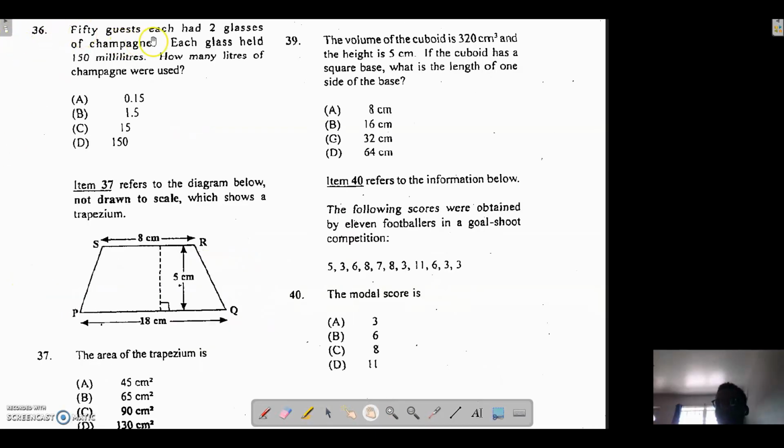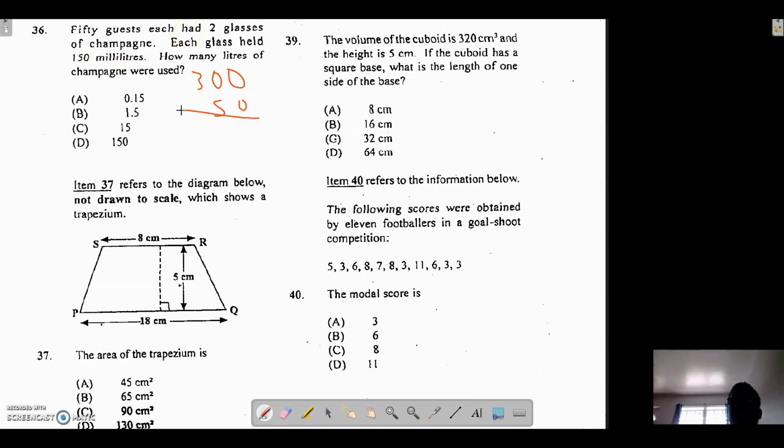Alright, 36. 50 guests each had 2 glasses of champagne. Each glass of champagne held 150 milliliters. How many milliliters of champagne were used? Now, so each guest had 2. Alright, so we'd simply multiply the 150 by 2, which is 300. So each guest had 300 milliliters of champagne. Alright, and there were 50 guests. So it would be 50 times this.